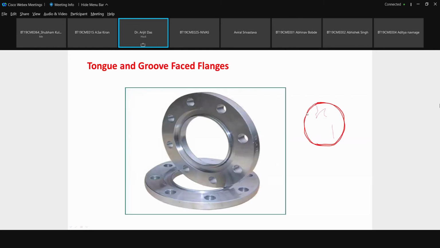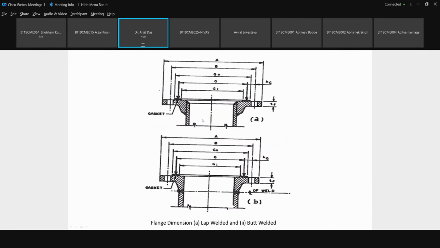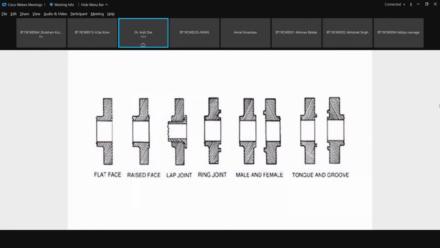So a ring gasket, suppose this is the gasket and it can be placed here. It can be perfectly placed here and can be attached with the port. So this is the ring faced flange.